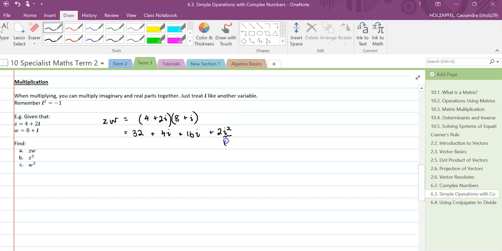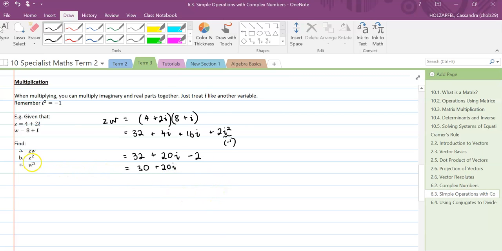Now we can replace this. i squared is equal to negative 1. So we have 32 plus 20i minus 2. Now we can go ahead and combine the two real parts together. So we have 30 plus 20i.